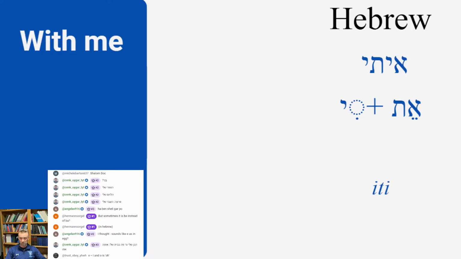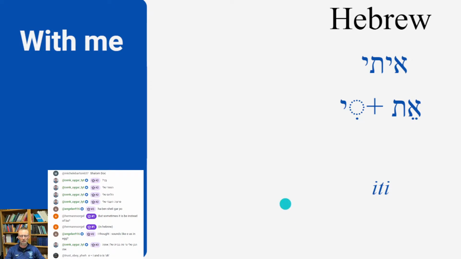Yeah. So, and then we got trust and obey. We got a comment here. E equals I and O is O. E equals I. Oh, I think I know what you're getting at there in terms of how we transliterate, what that means.